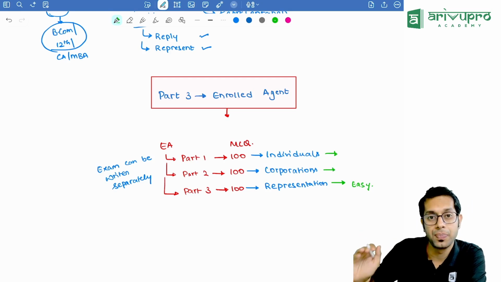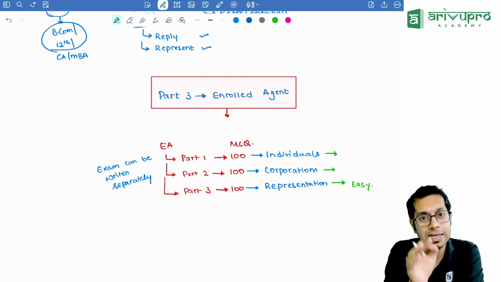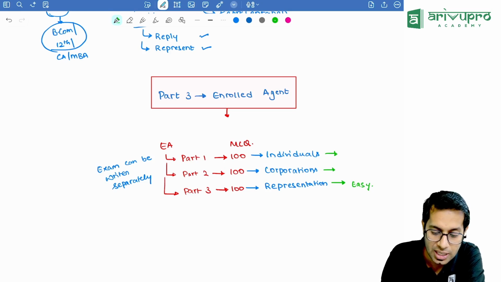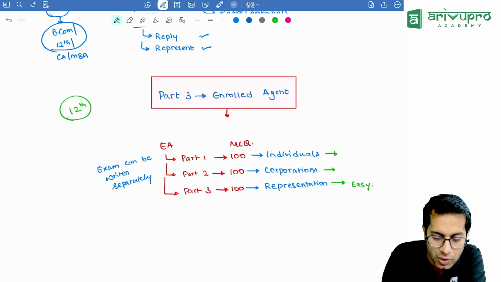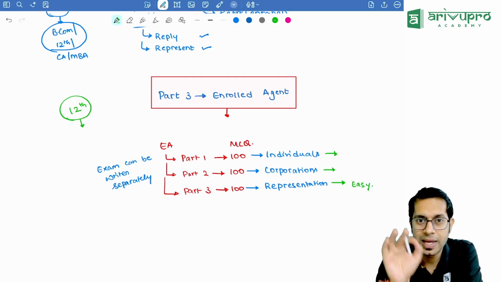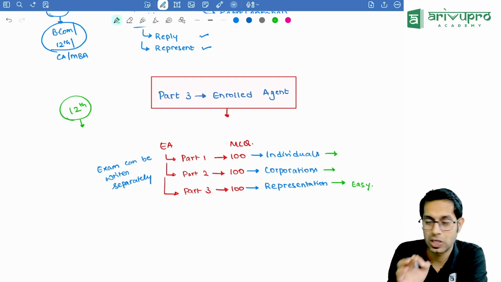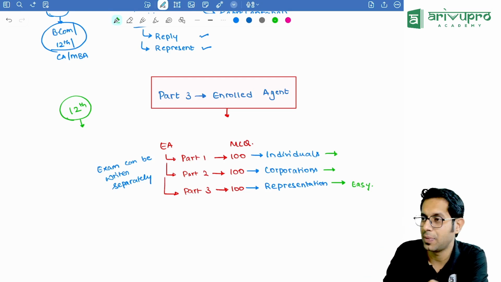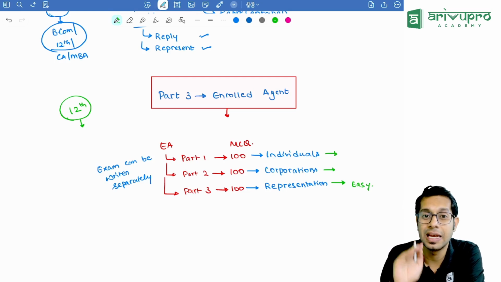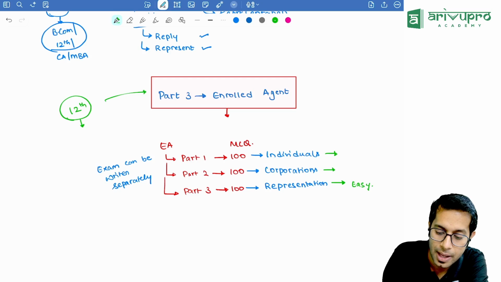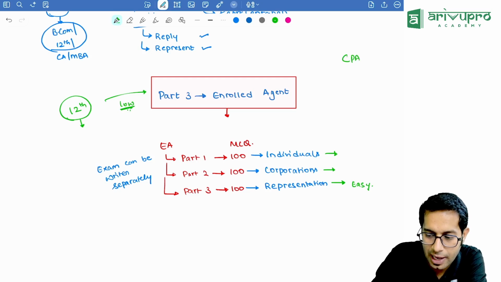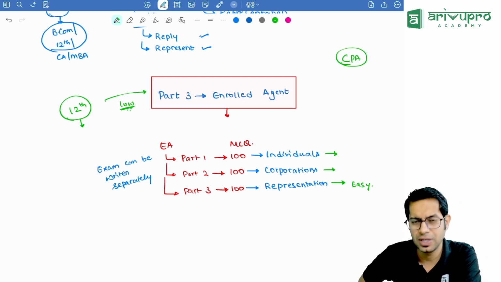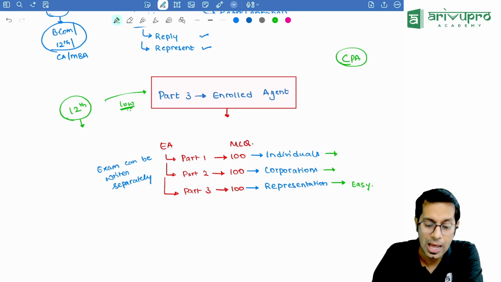Clearing EA is very easy. Who can do the EA course? A 12th pass student can do the EA course. So tell me, if a person who has just written his 12th examination can do the EA course, that means the level of difficulty of this course is very low. Unlike CPA, which is a very difficult examination, though not that difficult either, reasonably manageable. If you are good in your studies, you can definitely clear it. But the Enrolled Agent course is one of the easiest courses in the US.